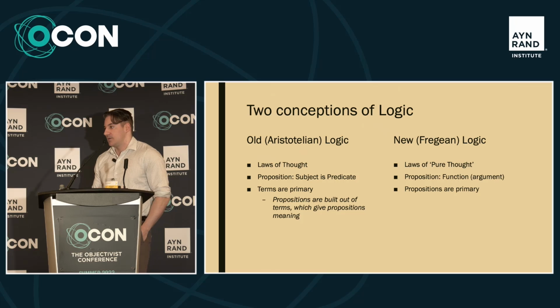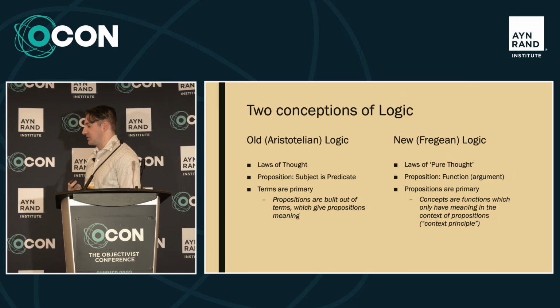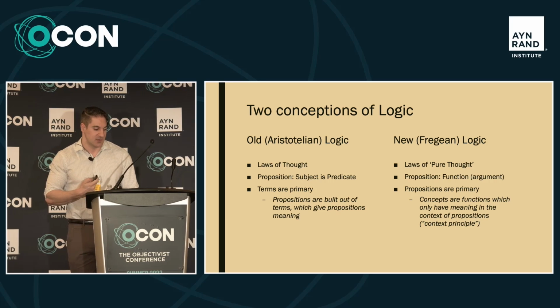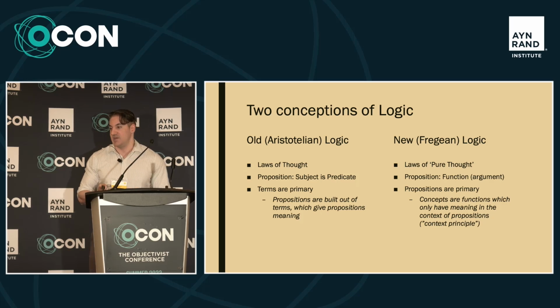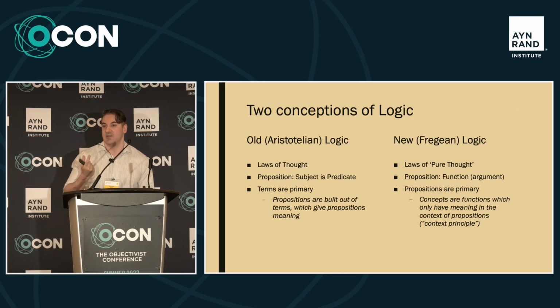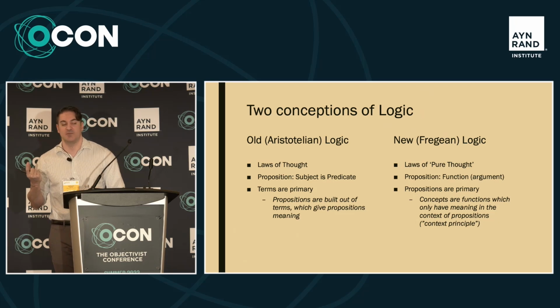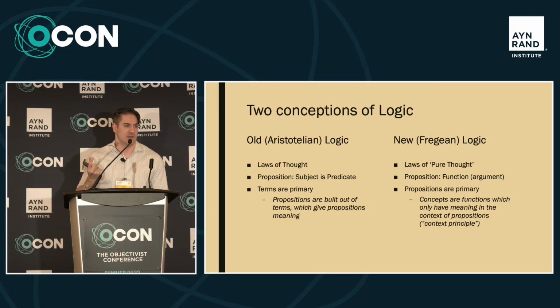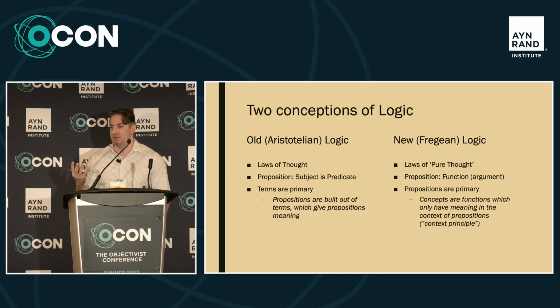In contrast, in the new logic, concepts are functions which only have meaning in the context of a proposition. Because a concept is an incomplete thing which has to be completed by an argument. Remember, "is a cat," what is that? It's not even a complete thought. You need the completion of it. And when you complete it, you have the whole proposition, and that completion gives the concept meaning. It's sometimes called the context principle.